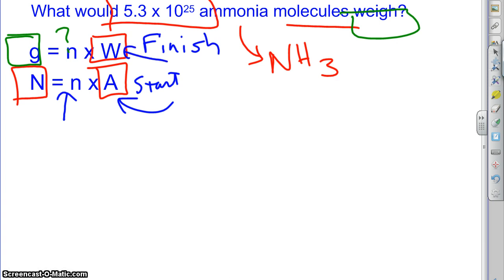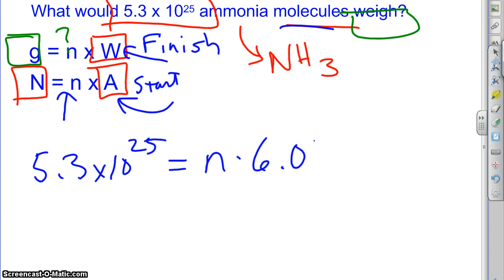So let's do that. What is capital N? It is the molecules. It's 5.3 times 10 to the 25th. And that equals moles times Avogadro's number. We're going to then divide both sides by Avogadro's number to get 5.3 times 10 to the 25th divided by Avogadro's number, which is about 88.0.